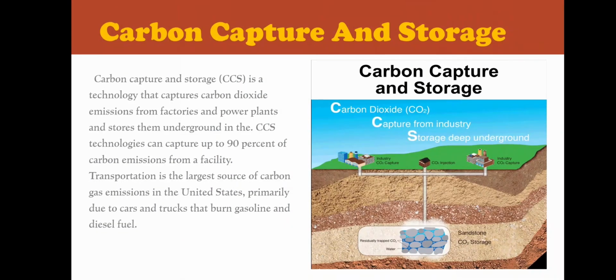Carbon capture and storage. Carbon capture and storage, shortly known as CCS, is a technology that captures carbon dioxide emissions from factories and power plants and stores them underground. CCS technologies can capture up to 90% of carbon emissions from a facility. Transportation is the largest source of carbon gas emissions in the United States, primarily due to cars and trucks that burn gasoline and diesel fuel. As you can see in the figure how carbon capture and storage technology works.